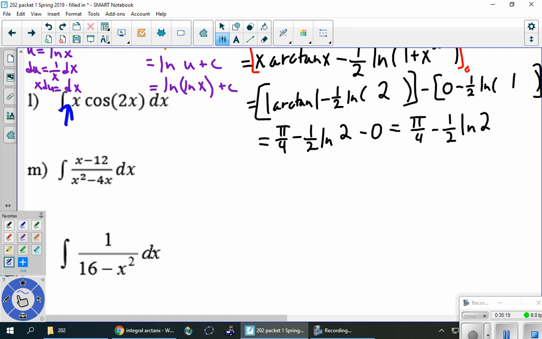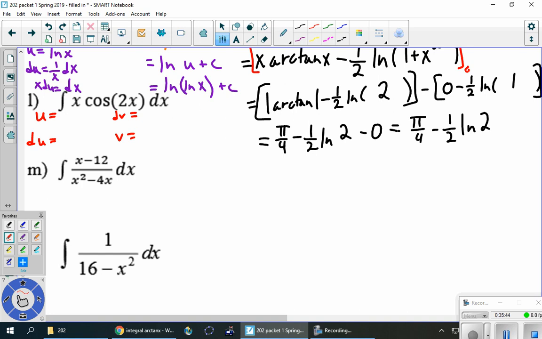That's not promising either. But what I do see here is a polynomial x multiplied by cosine of something not too complicated. And so polynomial times sine or cosine, maybe just maybe integration by parts. Let's try it. Okay, got to make a good choice here. There's only one right choice.